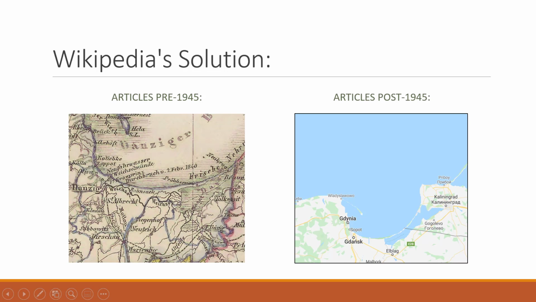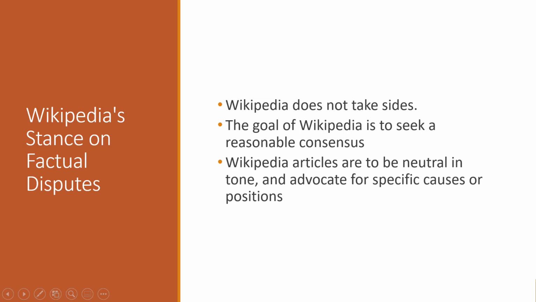Finally, Wikipedia forced a consensus. For articles dealing with the city post-1945, the city's name would be Gdansk. For articles dealing with the city before 1945, the city's name would be Danzig. This illustrates Wikipedia's general stance on factual disputes. The website generally does not take sides in partisan disputes, and in all cases seeks a consensus view that is generally acceptable. Wikipedia articles are to be neutral in tone, but they aren't supposed to support any particular cause or point of view. Rather, they're supposed to provide a neutral portrayal of the facts. And Wikipedia editors can be ruthlessly quick in nuking sections of an article, or even entire articles, that don't meet the neutral point of view.